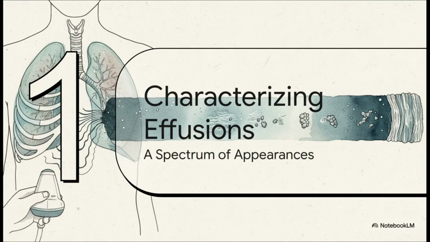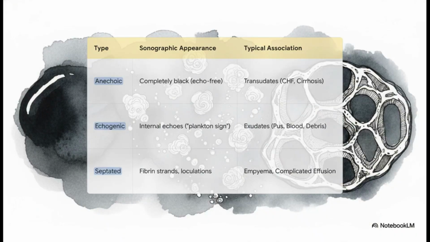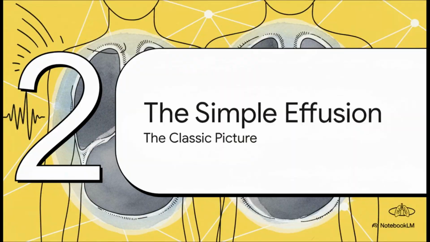All right, first up, characterizing pleural effusions. It's really important to think of these findings not as three separate boxes, but as a spectrum. The appearance on your screen often mirrors the progression of the disease itself. Now, this table is basically the cheat sheet for this entire talk. On one end of the spectrum, you have your anechoic effusion, totally black, classic for a simple transudate. Then, in the middle, things get a bit murkier with the echogenic effusion. You see internal echoes, which should make you think exudate. And at the far end of complexity, you've got the septated effusion, full of fibrin strands, which is a huge red flag for a complicated process like an empyema.